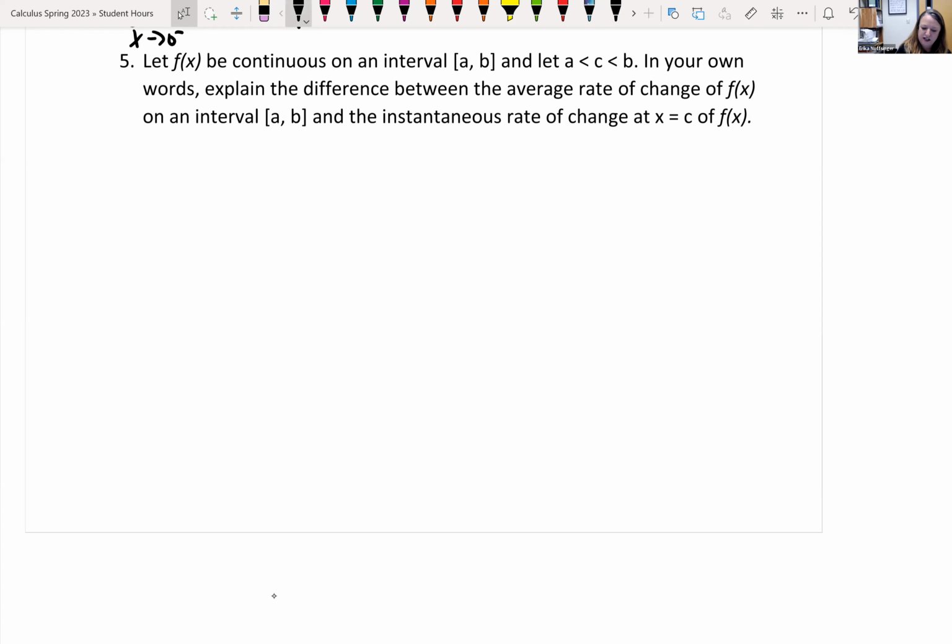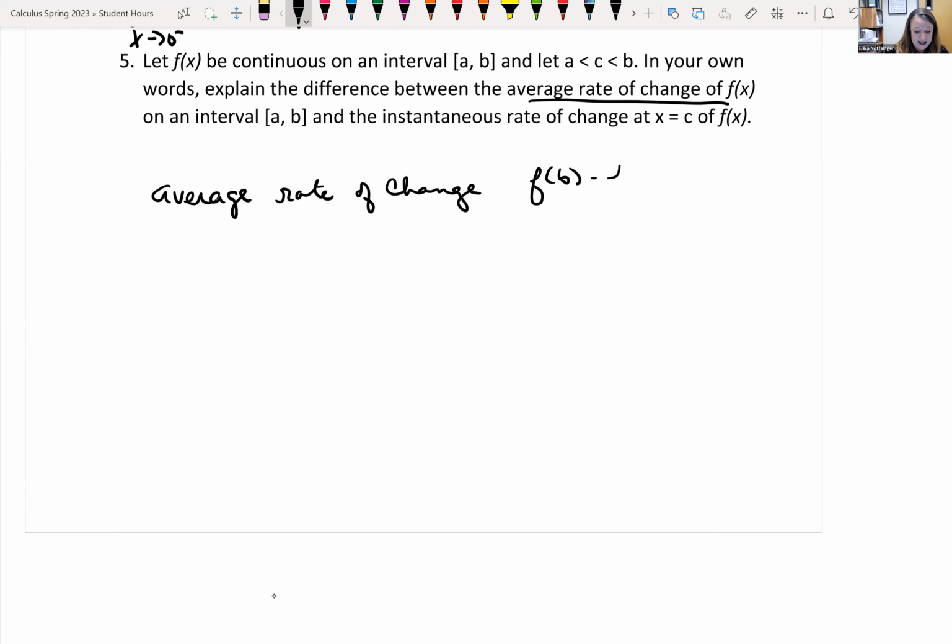If I'm looking at the average rate of change on the interval a, b, basically I'm looking at the slope. So average rate of change: I'm going to look at the slope of my secant line. So that would be f of b minus f of a all over b minus a. If I'm looking at the instantaneous rate of change, what is the slope of my function f of x exactly at x equals c?